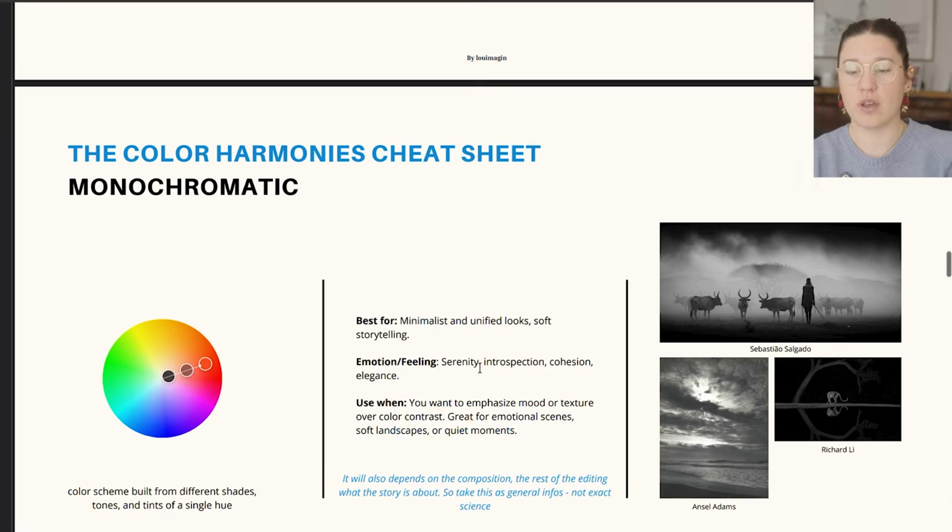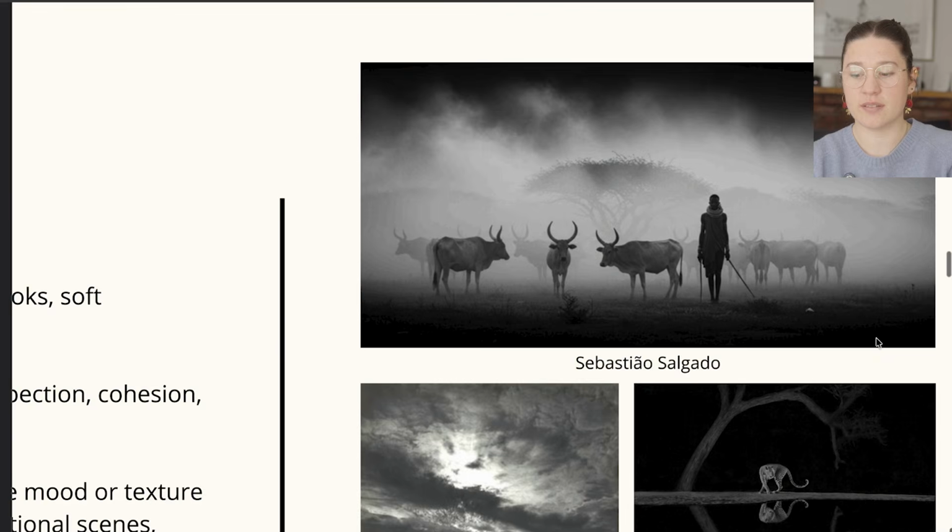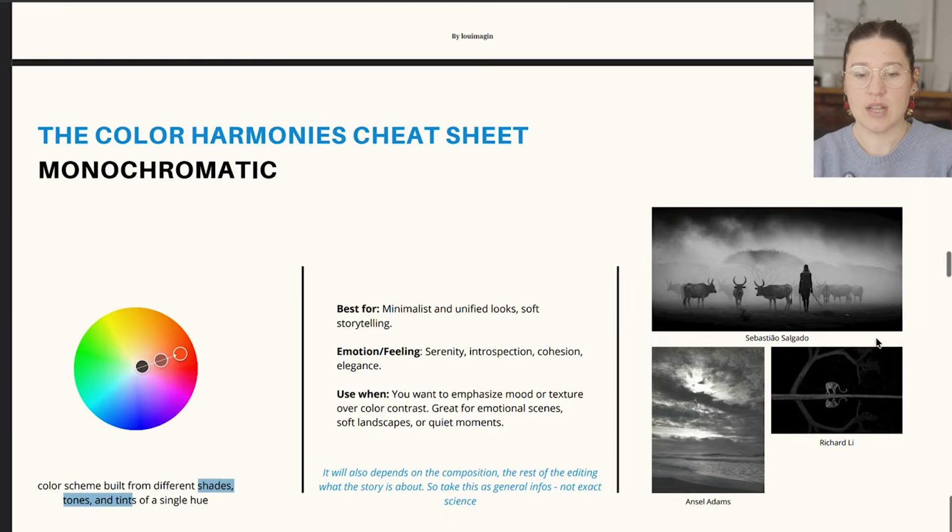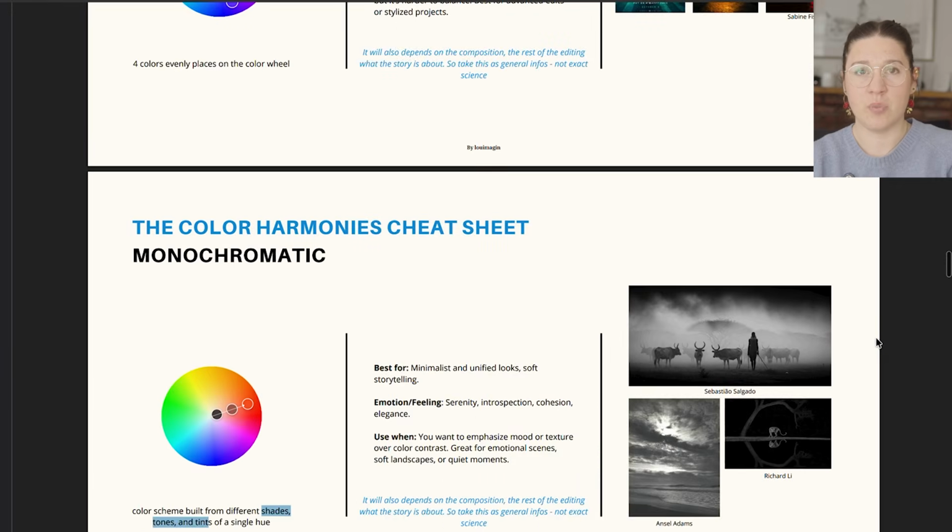And then of course we have the monochromatic. So it's true that I didn't show you monochromatic inside of Adobe Color, but yeah, this is one hue with different shades, tones, and tints. So of course, black and white images, like those, are monochromatic images.